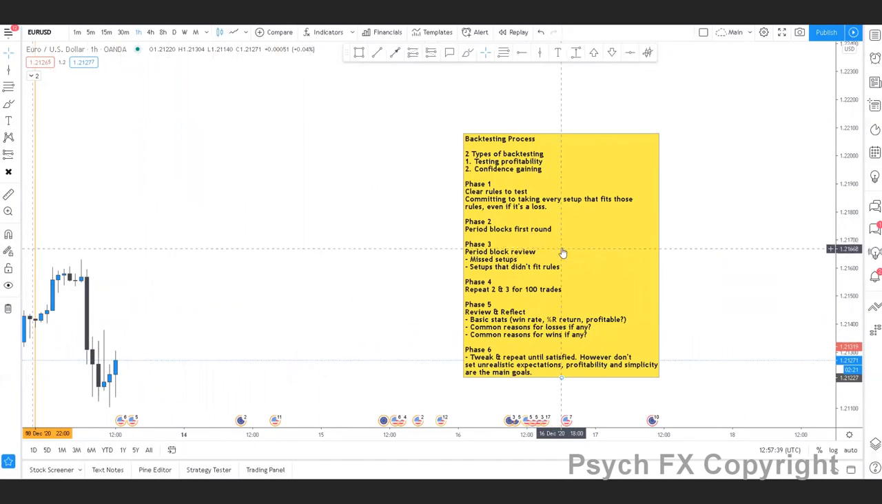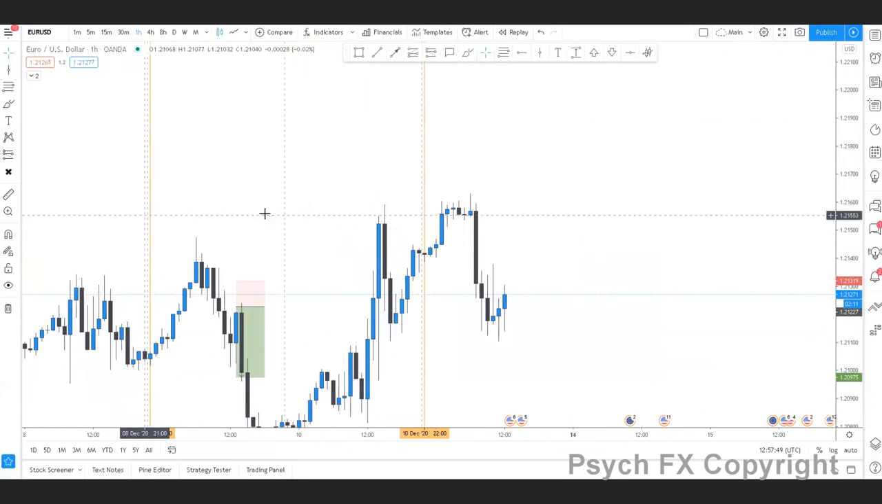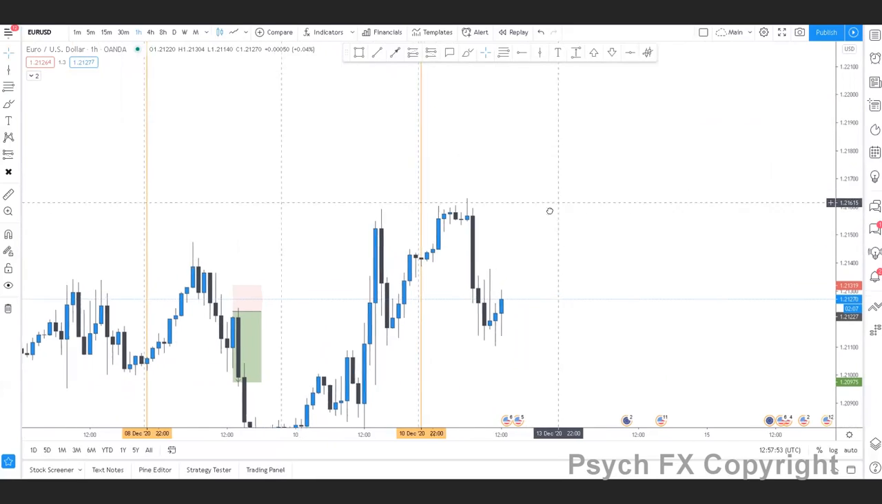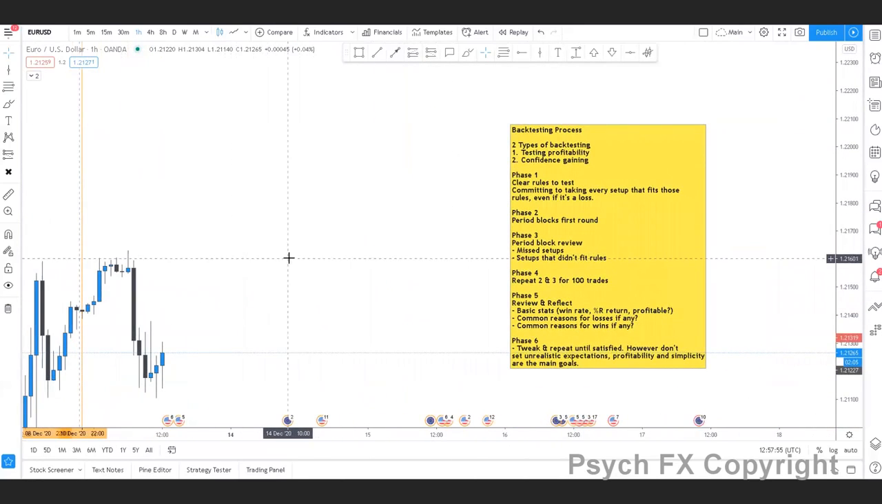So phase 4 is simple. Okay. It's basically repeat steps 2 and 3 until you've got 100 trades. Okay. So that's normally going to be between 5 and 10 sets of period blocks. Okay. So from here to here, you'll probably have 5 to 10, whatever it takes for you to get 100 trades in. Okay. This is important because 100 trades is going to give you a good indication of the long-term viability of this strategy.